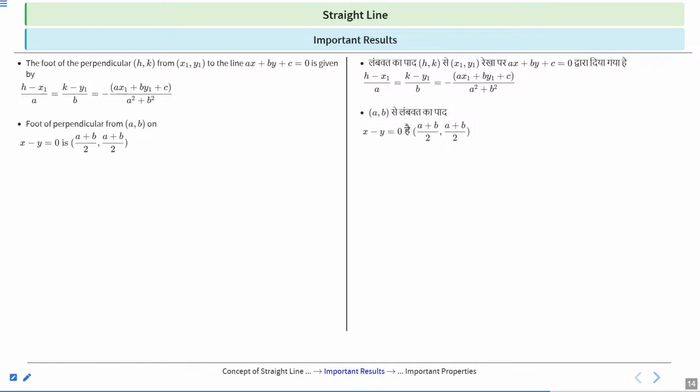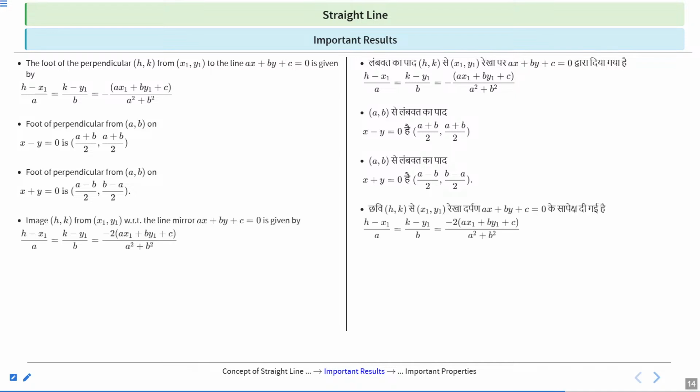Now the foot of perpendicular from (a, b) on x equal to y, or x minus y equal to 0, is (a plus b)/2 and (a plus b)/2, right? Now the foot of perpendicular from (a, b) on x plus y equal to 0 is (a minus b)/2 and (b minus a)/2. Clear? x plus y equal to 0, or x equal to minus y, or y equal to minus x. So the foot of perpendicular from (a, b) on the line y equal to minus x is (a minus b)/2 and (b minus a)/2.